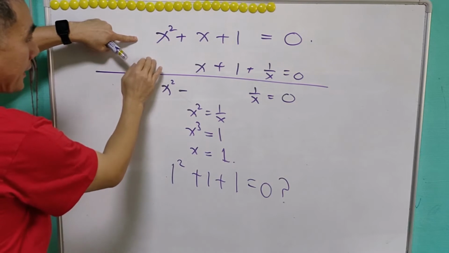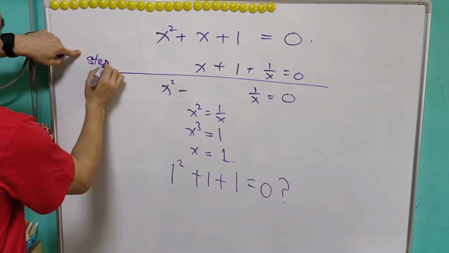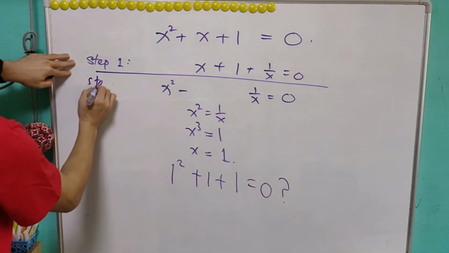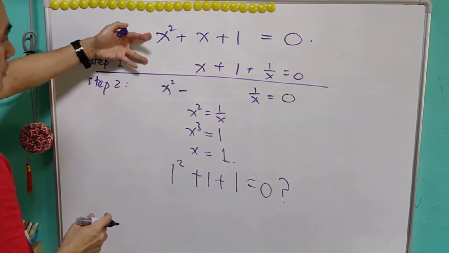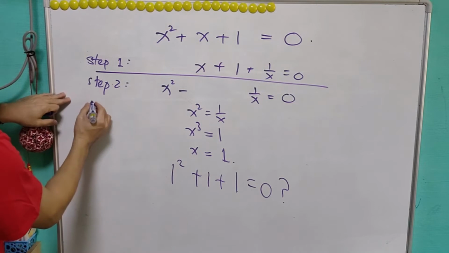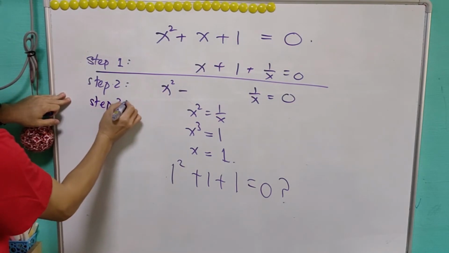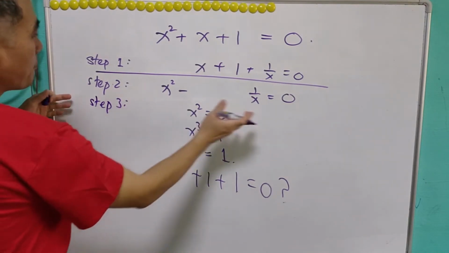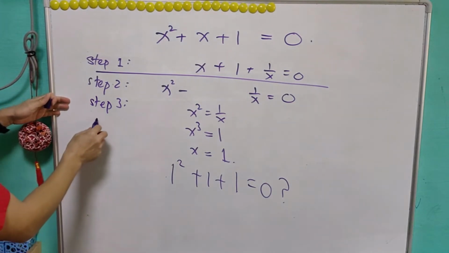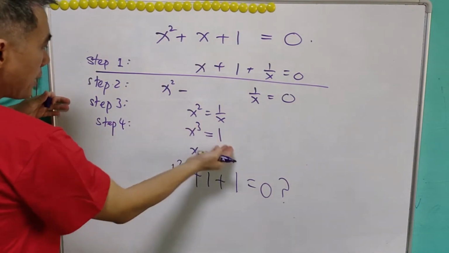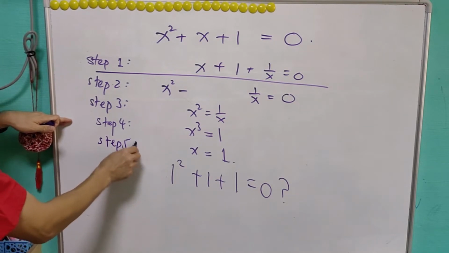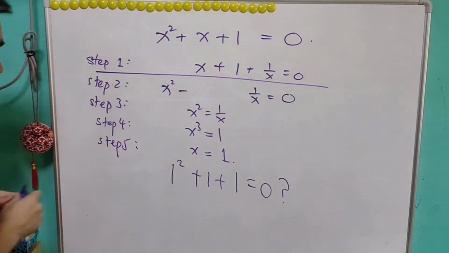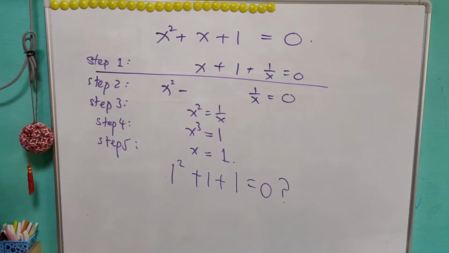Then we divide it by x. Call this step 1. After that, for step 2, we take the difference of these two equations and get this. Step 3, we add both sides by 1 over x. And step 4, we multiply both sides by x. And step 5, we get x equals 1. So which of the steps is not valid?